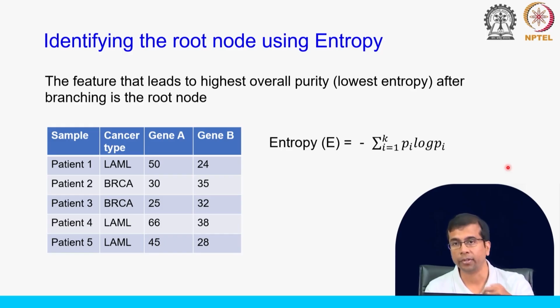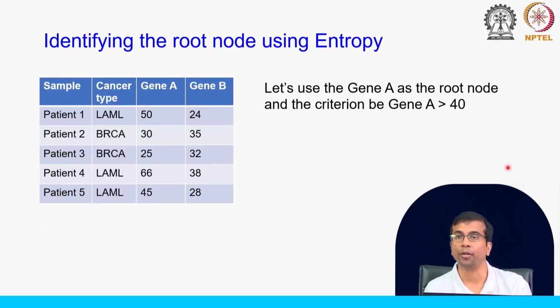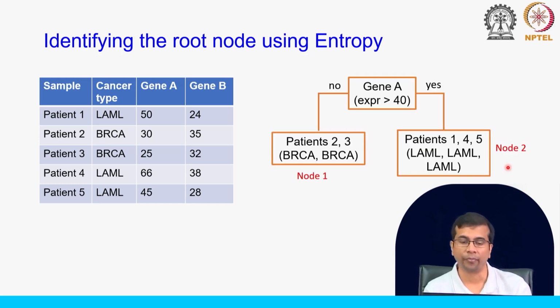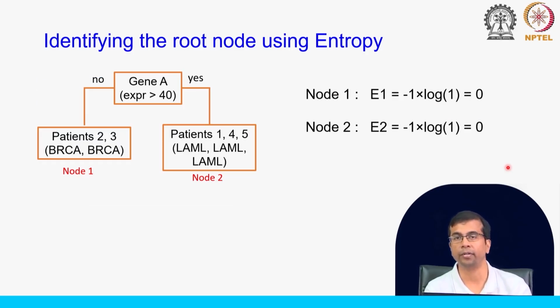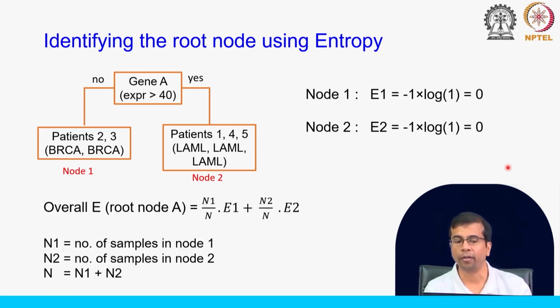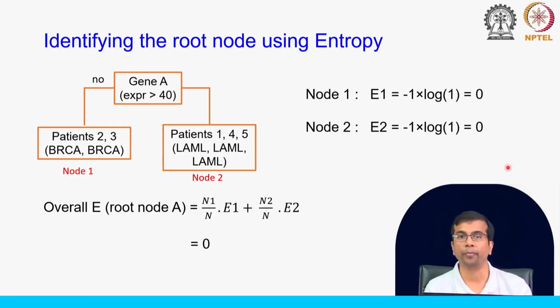Let us now illustrate this again with the same data set and the same two criteria that we have chosen earlier. We will use gene A as the root node with the criteria gene A greater than 40. Then we get this branching again. In the no branch you will have patients 2 and 3, so in node 1 both samples belong to the BRCA class. In node 2 we have patients 1, 4, 5, and they all belong to the LAML class. We can again calculate the entropy for each of these nodes, and as you will see E1 is minus 1 log 1, because we have only one class, and similarly node 2 has one class. So, this is 0. The overall entropy uses a very similar formula: instead of gene impurity, we just have N1 by N times E1 plus N2 by N times E2. The overall entropy is 0 here.